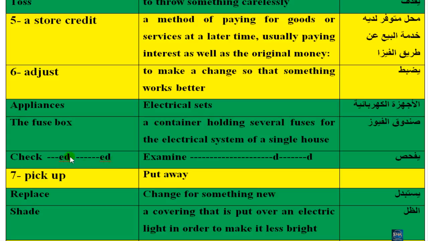Checked. The D as T in the past. I pronounce it T because there is a K sound. Checked. Examined. Now, let's get started.